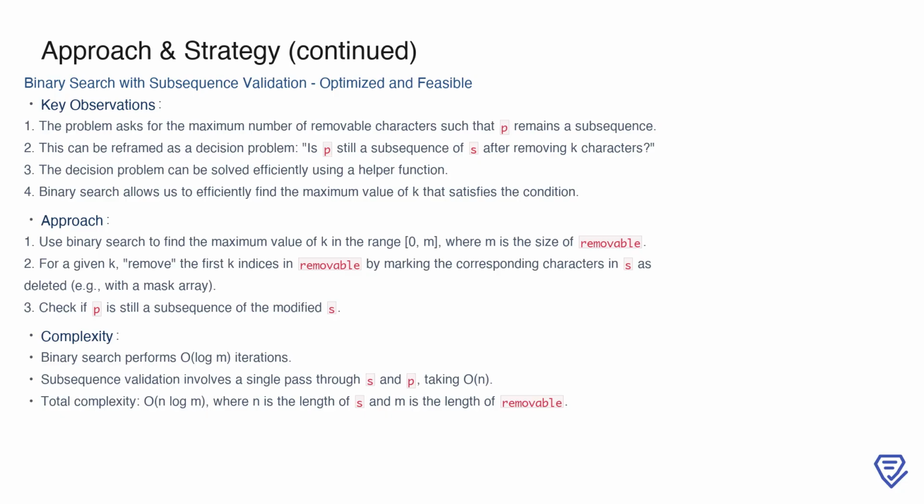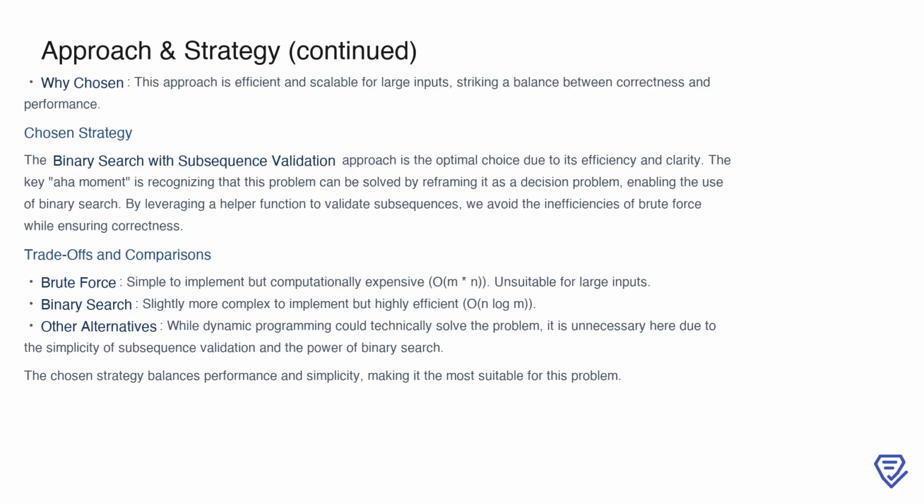The complexity of this approach is significantly better. Binary search requires O(log m) iterations, and subsequence validation for each iteration takes O(n). This results in an overall complexity of O(n log m), which is highly efficient even for large inputs. This optimized approach is chosen because it effectively balances efficiency, scalability, and clarity.